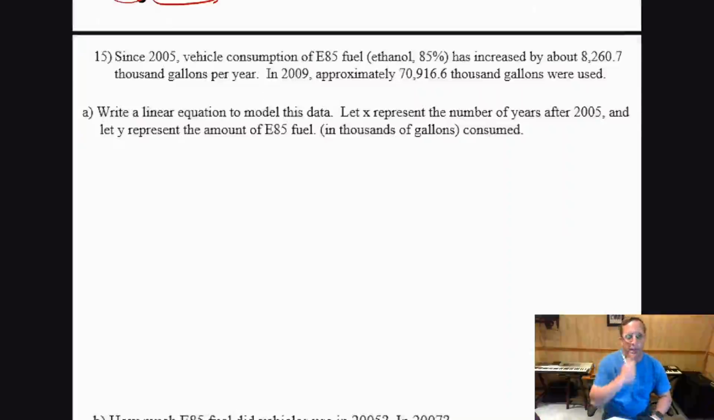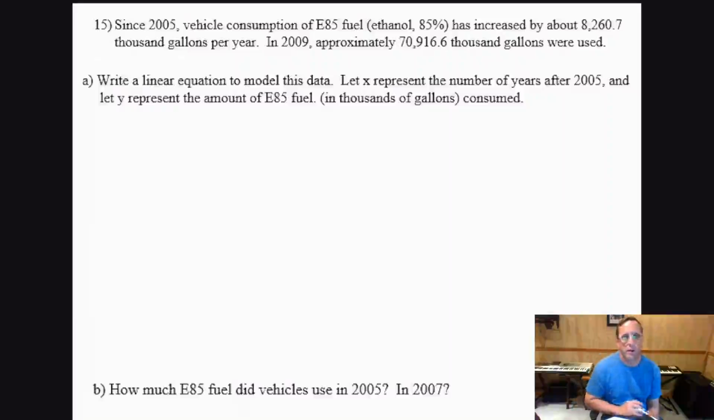Okay, for number 15, we've got, since 2005, vehicle consumption of E85 fuel, ethanol, which is 85% corn, has increased by about 8,260.7 thousand gallons per year. In 2009, approximately 70,916.6 thousands of gallons were used. So write a linear equation to model this data. Let x represent the number of years after 2005, and let y represent the amount of E85 fuel in thousands of gallons consumed.